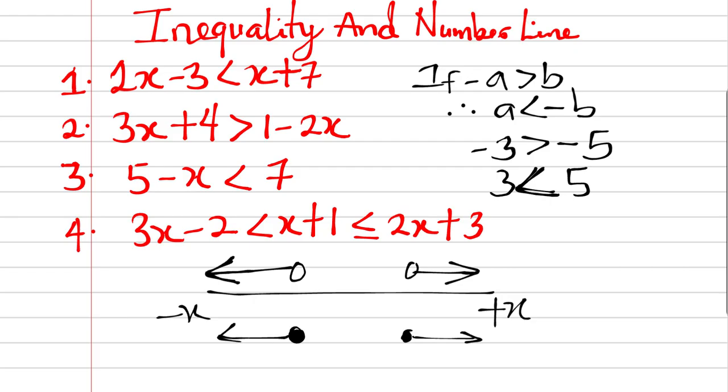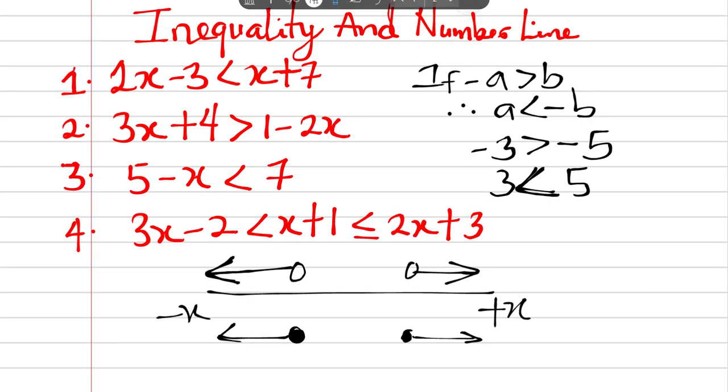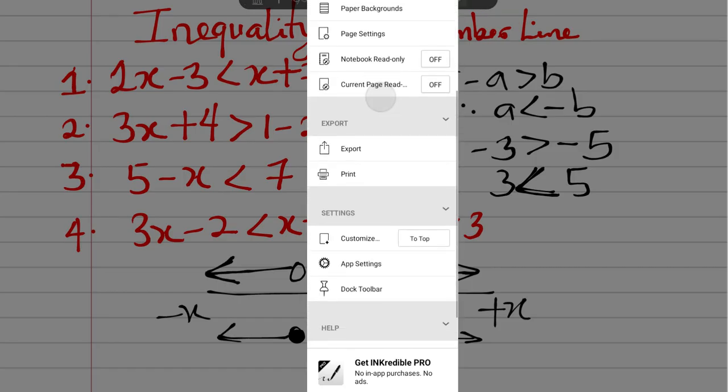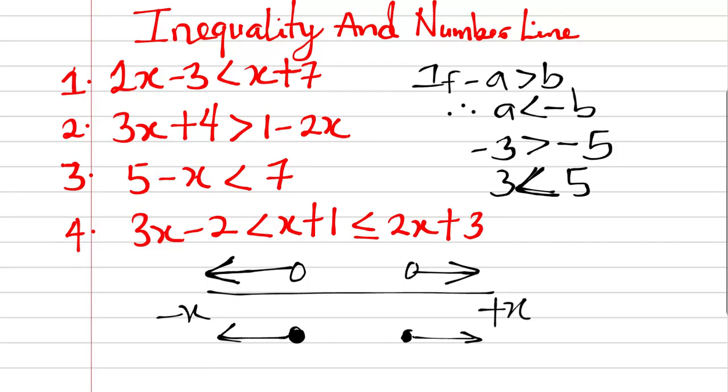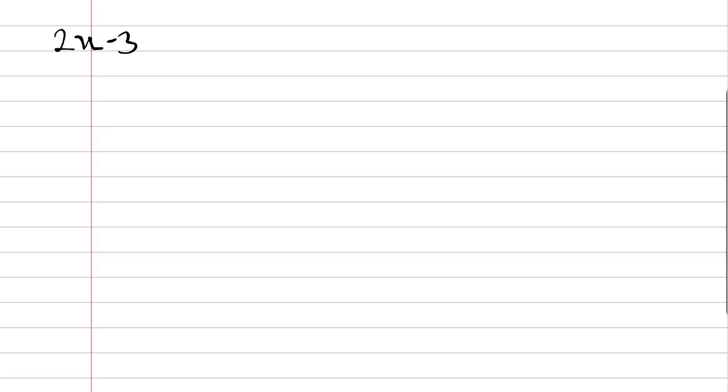All right, so now let's come to our first question. We have 2x minus 3, let me shift that to this side. All right, so we have 2x minus 3 less than x plus 7. Are you seeing that now?